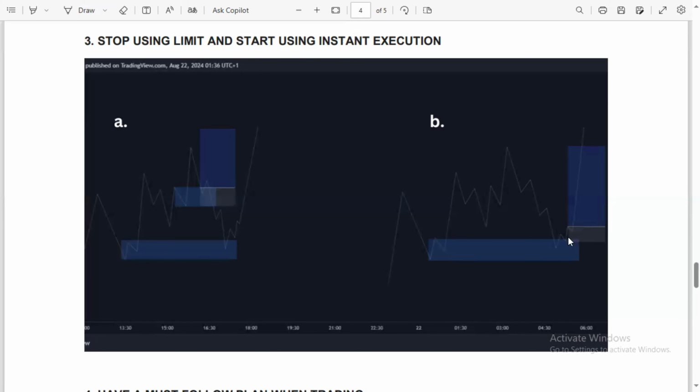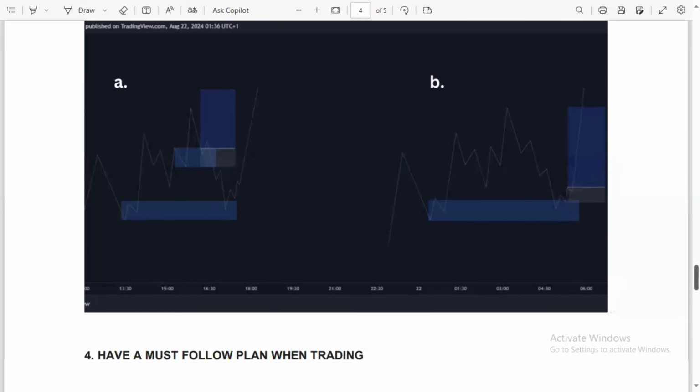Then look at the type B example here. This was the kind of entry I'm talking about. When price mitigates the demand zone that was formed here, I wait for the final confirmation, and that is how I get into this trade.